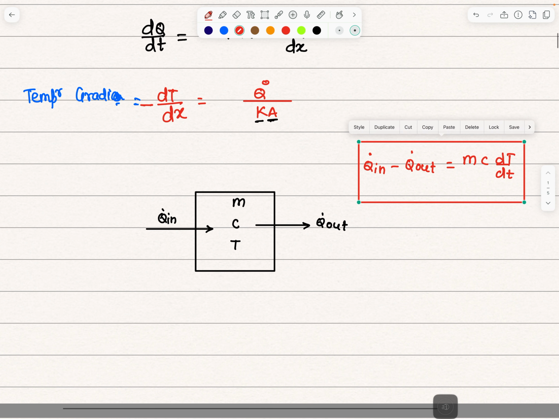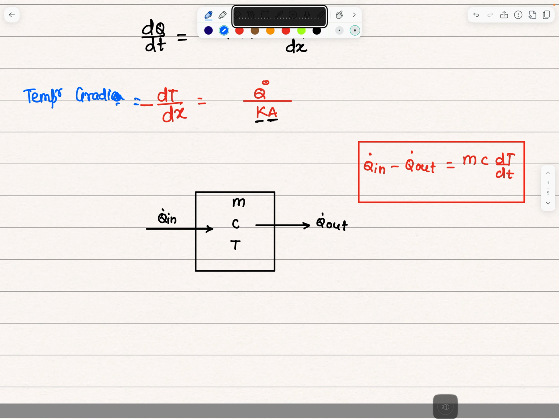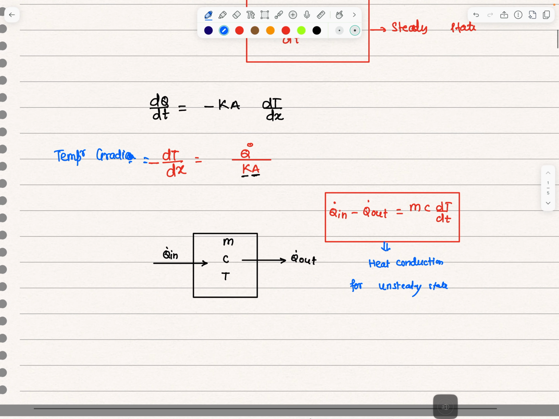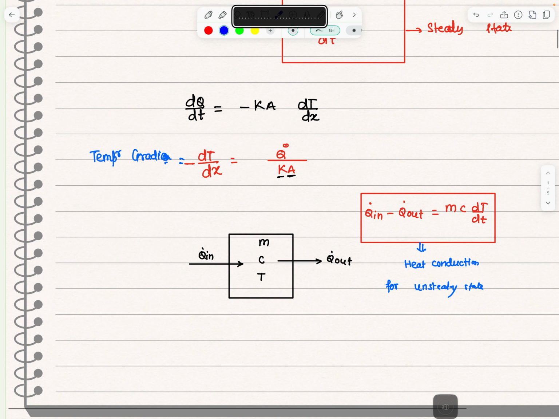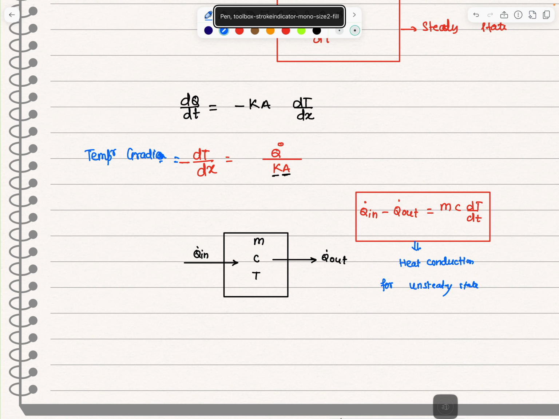For unsteady state heat conduction, we can write these equations. Once the steady state arrives, this term becomes 0. That means Q dot in equals Q dot out, and that's what we are saying in option 1. Now in this case, wherever the temperature difference is maximum, the rate of heat transfer will be maximum at that location.